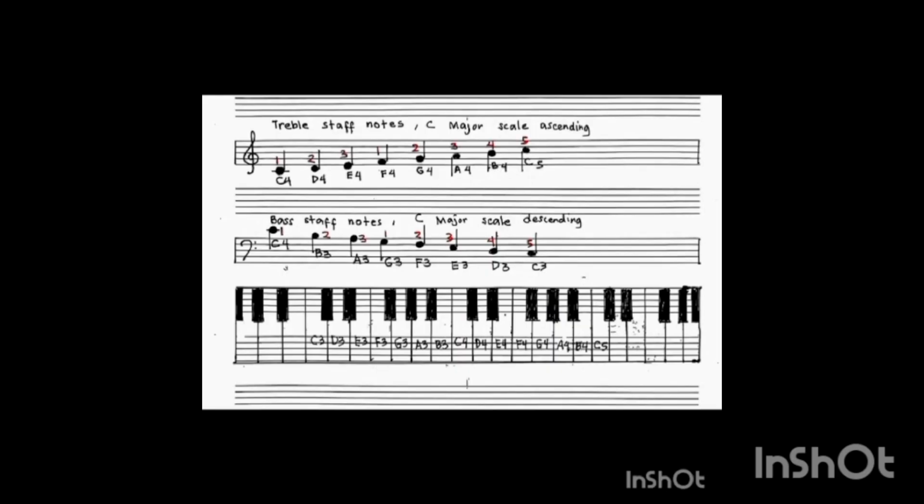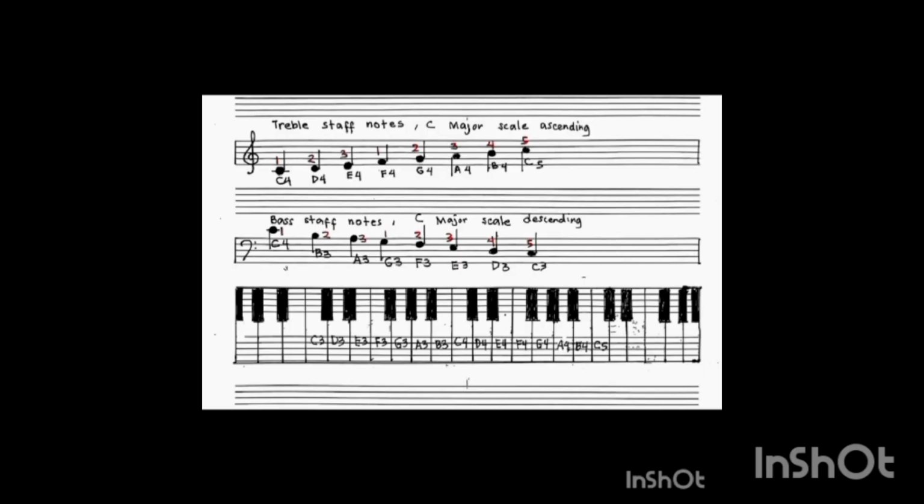Here are some treble staff notes and what we call C major scale ascending. So as you can see, number 1 finger is played on middle C or C4. Number 2 finger is played on middle D or D4. Number 3 finger is played on middle E or E4.